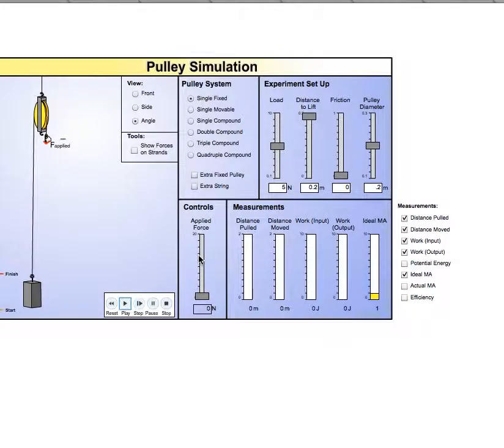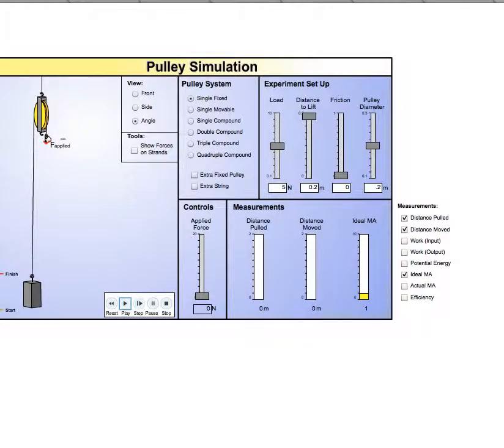Your applied force is your input force. It's how much force you are going to have to use to move this load. Now, down here, we're going to want to click the distance pulled, the distance moved. I'm going to actually remove the two works, and you want to calculate the ideal mechanical advantage. So this is your setup for your pulley simulation, okay? You may notice that it already tells us the ideal mechanical advantage is 1. Well, that's odd. I haven't done anything yet, but there might be something that makes sense here pretty soon about why we know that before we even do anything.